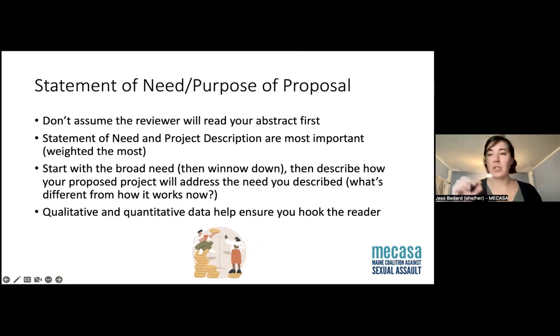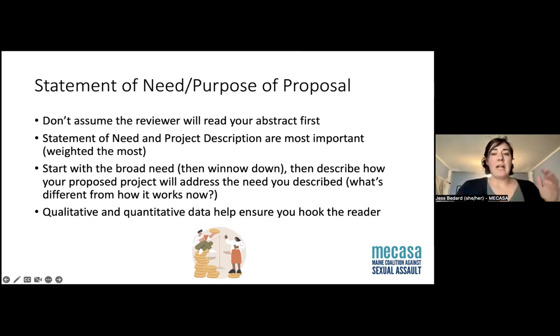I say that because I was just a reviewer on a federal grant, and the abstract shows up in a totally different place than the statement of need. It's very easy, if you have saved the download, to not have read the abstract because you've printed it out and you've got a paper copy. So you really want this to stand by itself and not assume that it's going to build off of your abstract. So don't assume they read that first.